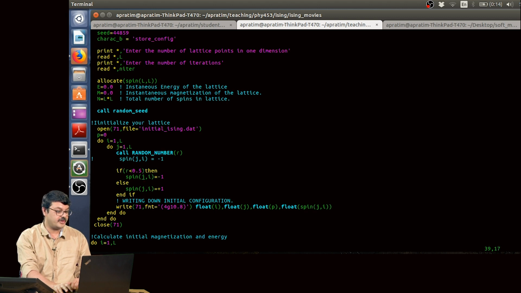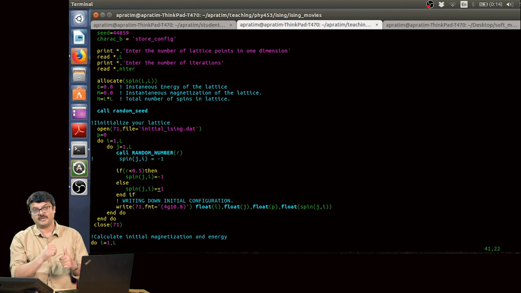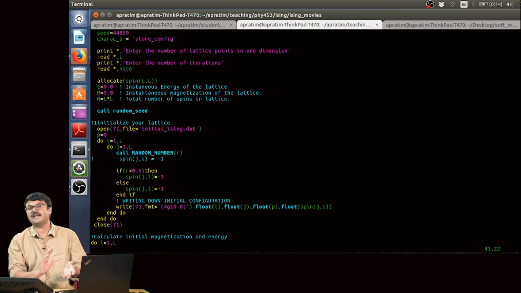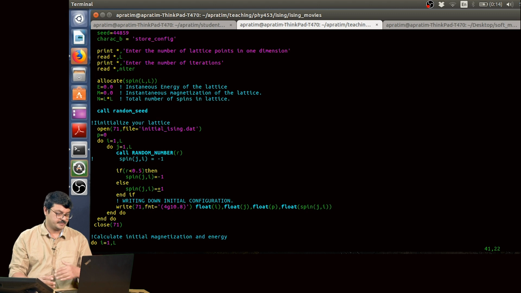So, for spin j I here, if this condition r is less than 0.5 is satisfied, then the spin of j I is given -1. If it is greater than 0.5, as I said, equal probability of being either plus 1 or minus 1, then you give it plus 1. So, on an average, half of the spins in the lattice will be pointing up, half of the spins on the lattice will be pointing down, right.